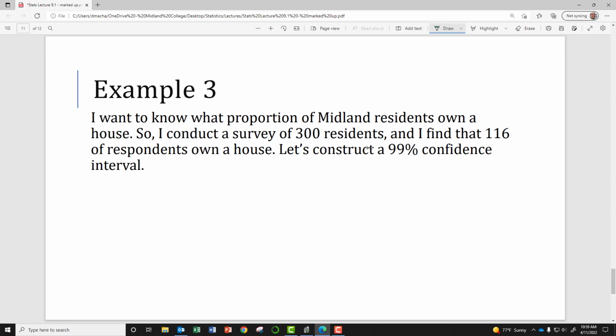I recommend that you take a look at this yourself. Pause the video now. Go ahead and try this example on your own. See if you can figure it out. And then you'll watch my solutions starting now.